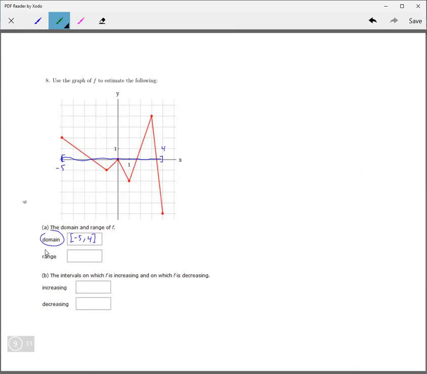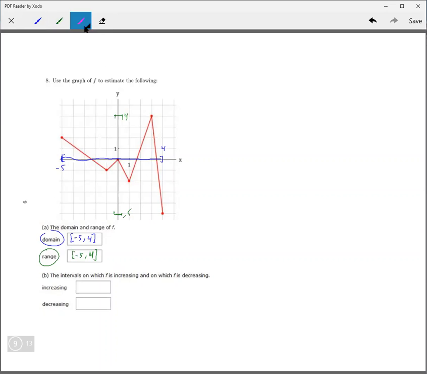And then the range, that's a set of y values, so you look at the lowest point on the graph right here. That's the lowest point. This is the highest point. This is -5, that's 4. So this is really weird because the domain and the range are the same. Well, sort of the same, but not really.